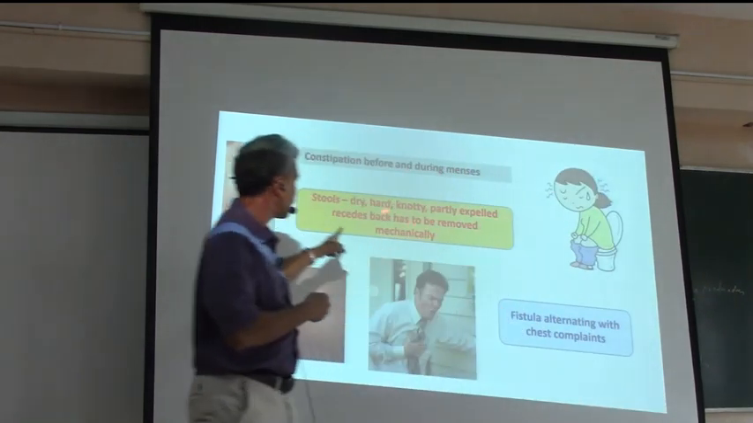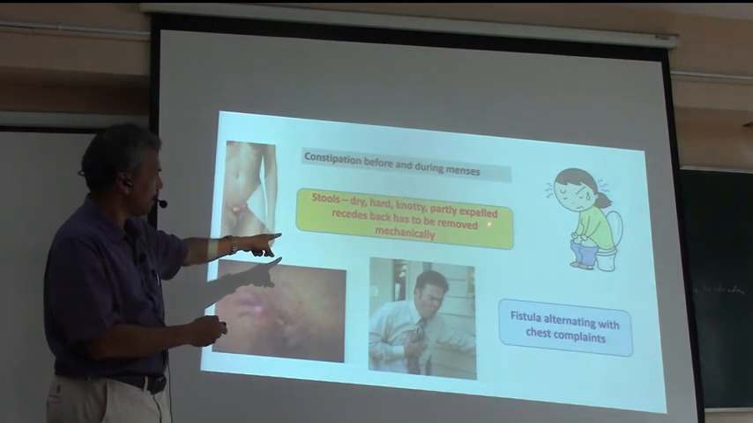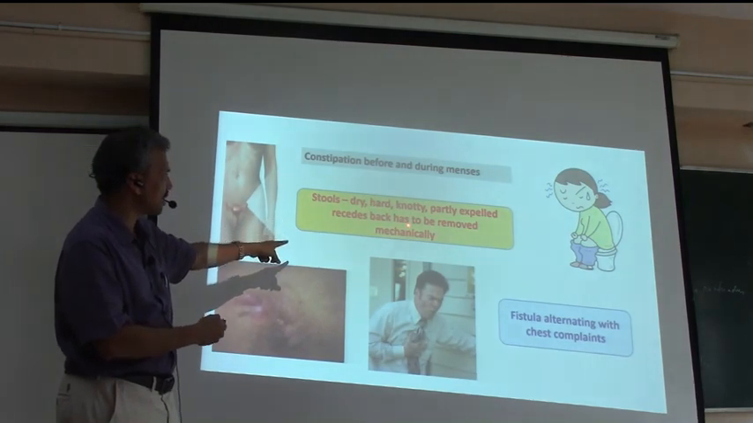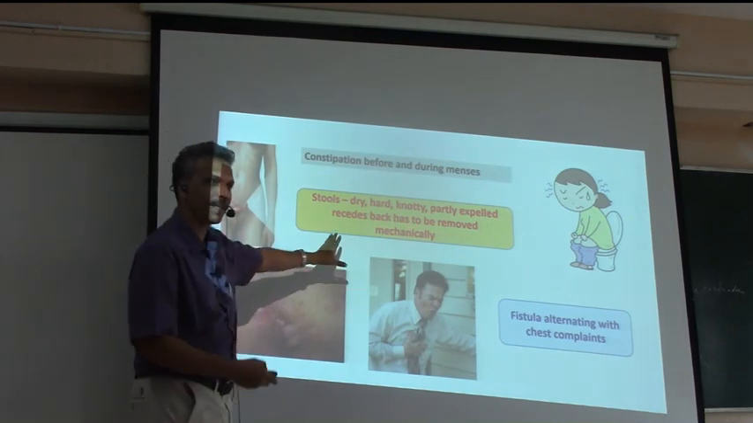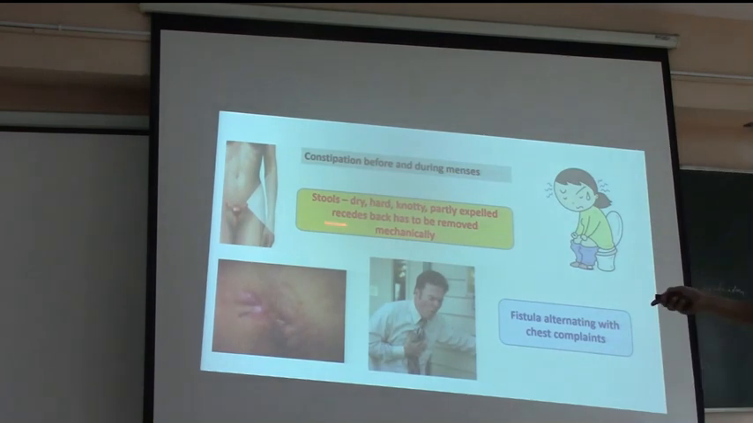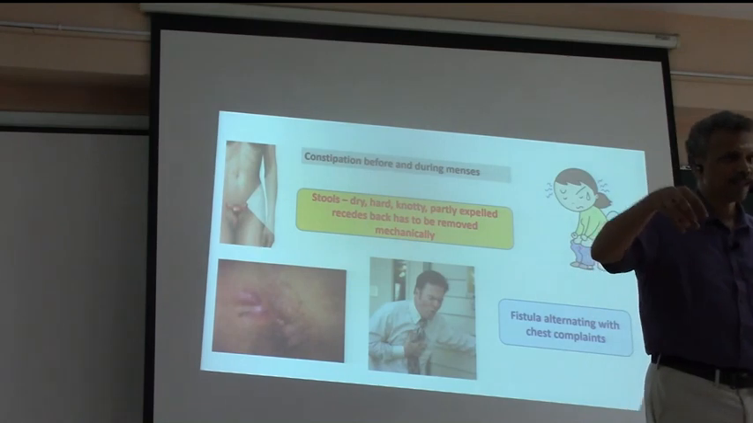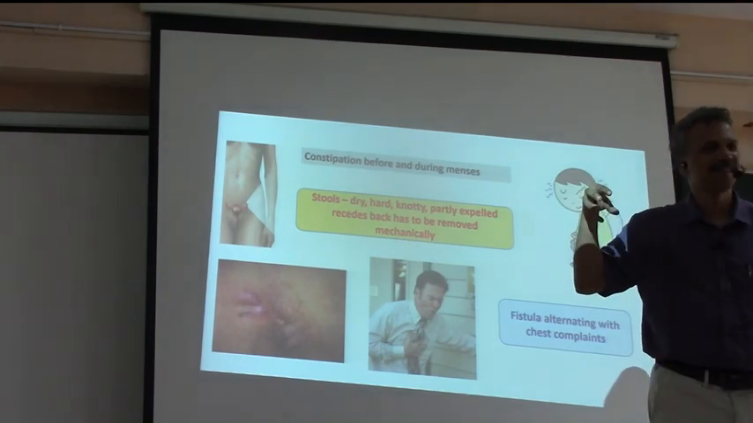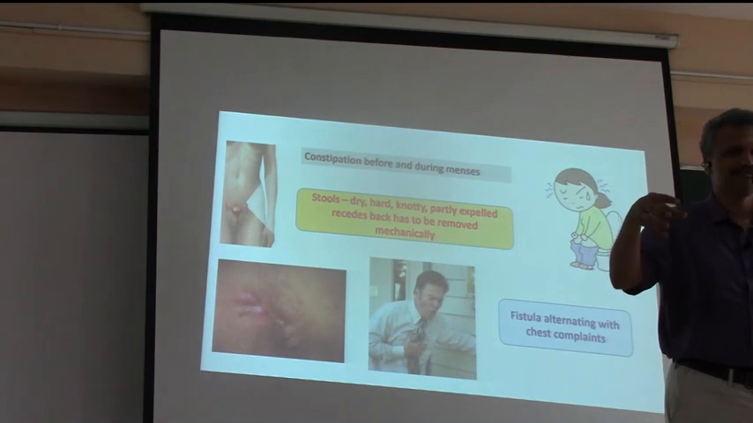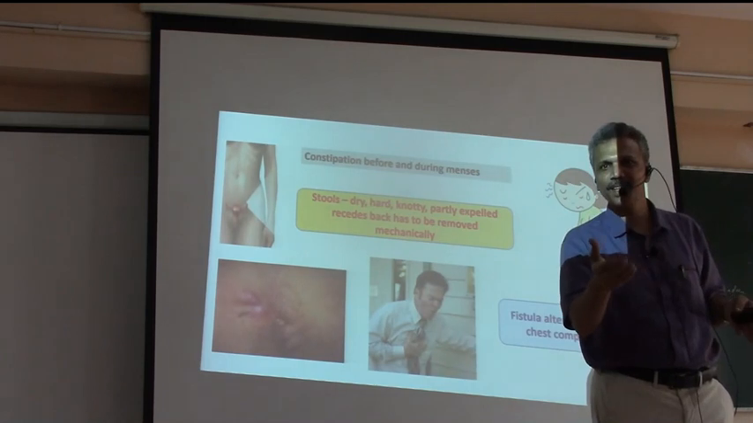Now I want you to understand, in Silicea, these stools will be very dry, hard, knotty, partially expelled, recedes back, has to be removed mechanically. Please understand the seriousness. Now what is the seriousness here? Stools are dry, first part. Stools are hard, knotty, partly expelled and recede back. What do you understand? It comes, it goes back. I know it's a wrong area. We are glorifying a wrong area, but as a homeopathic student you need to understand.